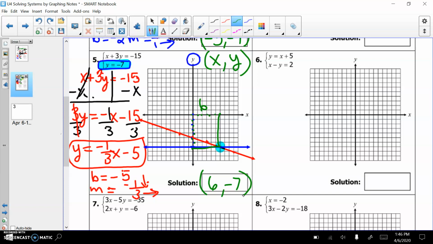Alrighty. Really quick, I want to do number 6, and then I will be done and see if you guys can try some on your own. Okay, so number 6. The first one is ready to go. Okay, so for this first one, what is your b equal?